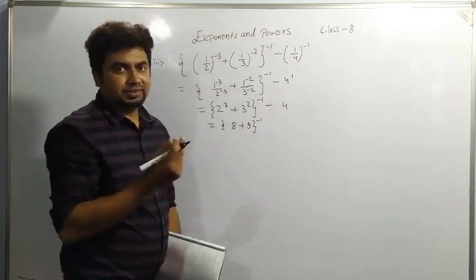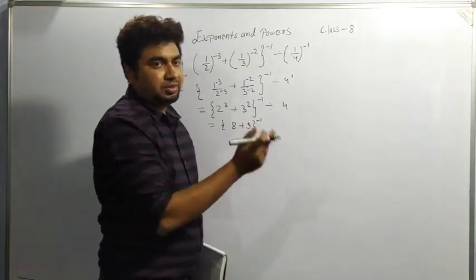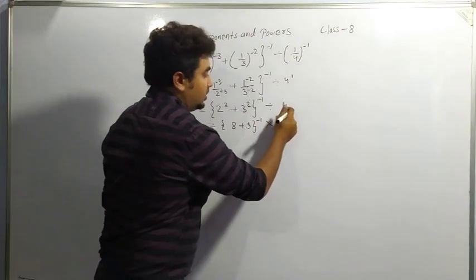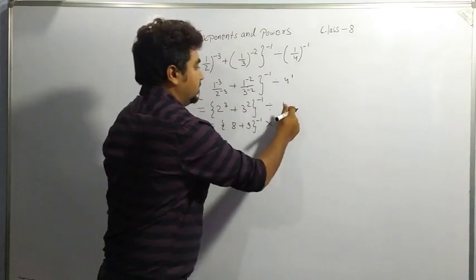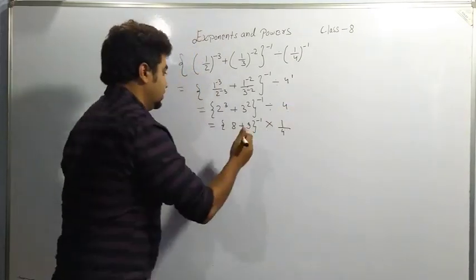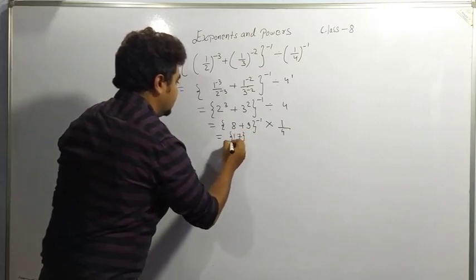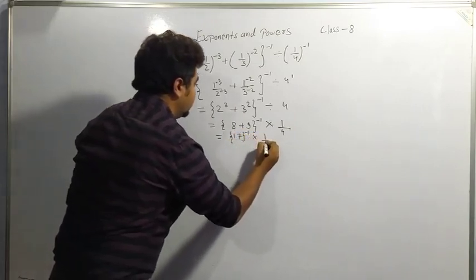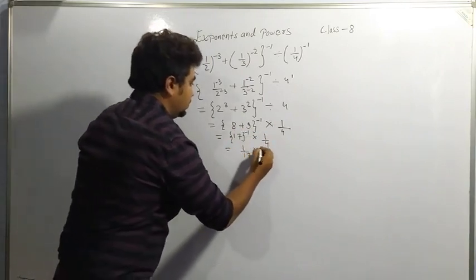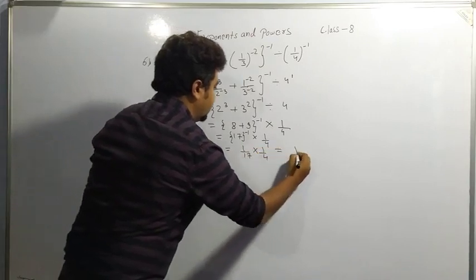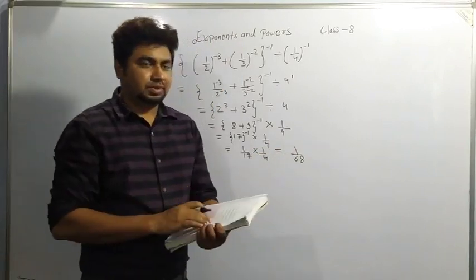Division, if we want to change the sign, means the numerator will become the denominator and the denominator will become the numerator. In the denominator nothing is given, means 1 is there. So 1 will become the numerator and 4 will become the denominator. 8 plus 9 is 17, 17 to power minus 1 into 1 by 4. So it is 1 by 17 into 4, which is 1 by 68. So this is the answer of question number 6.